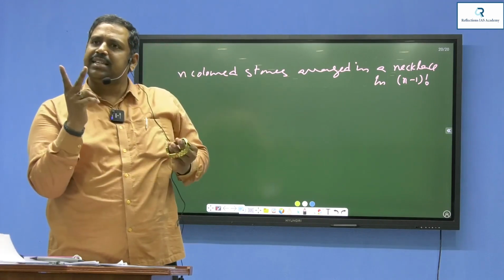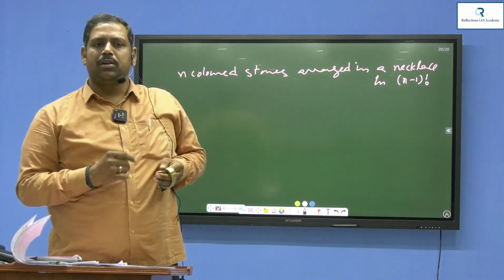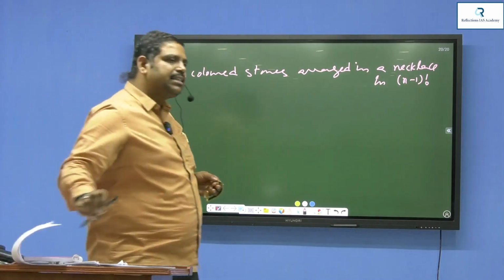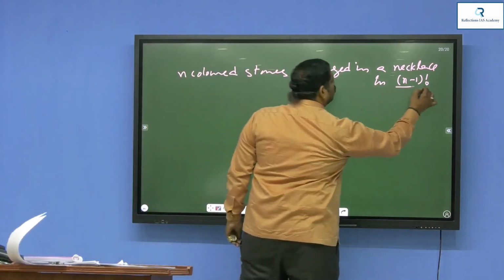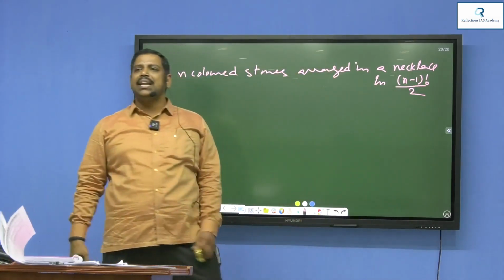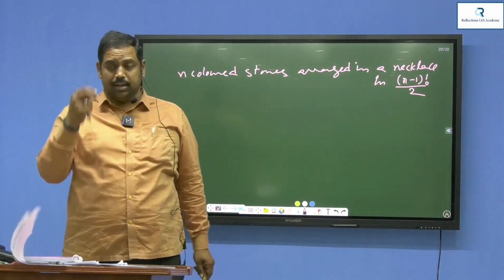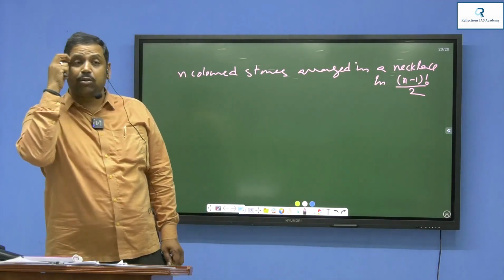So left and right, two cases are there or two cases are not there? Two cases are not there. Two cases are becoming one, which means I can divide by two. Okay, n beads can be arranged around a garland, in a necklace, in (n minus 1) factorial ways.